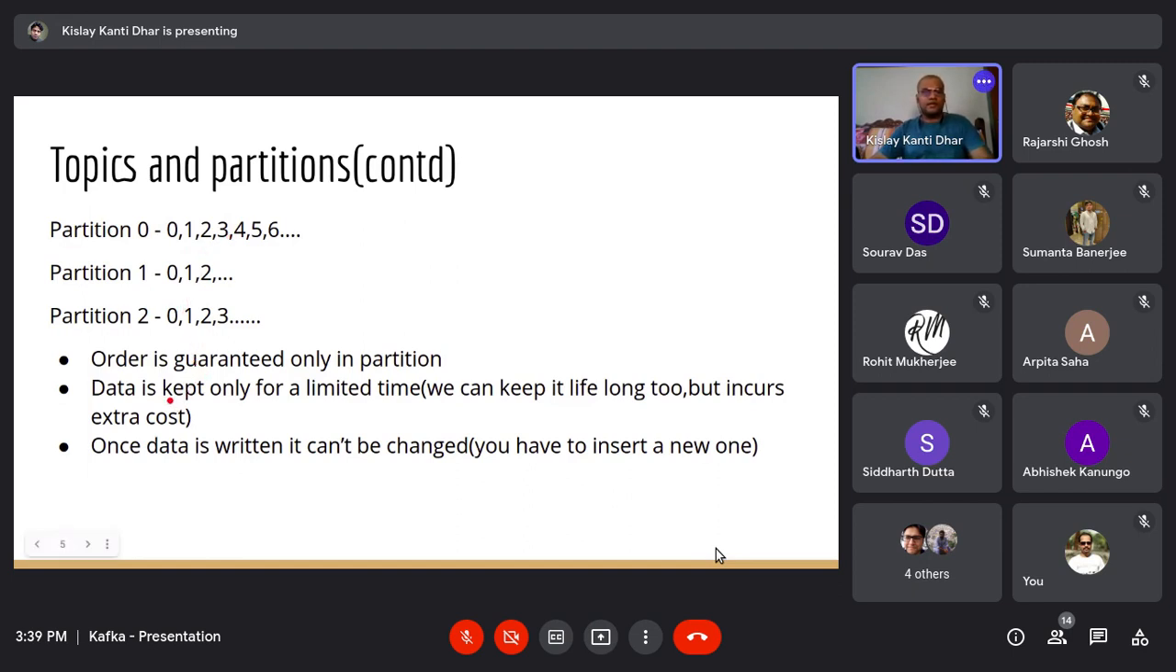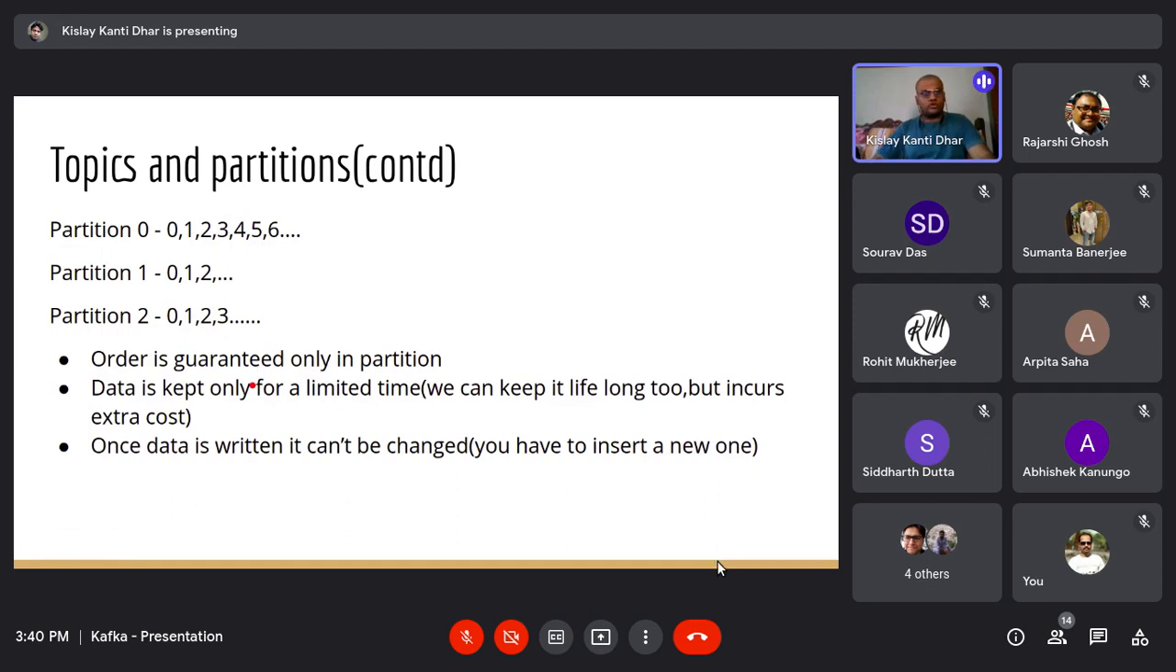And data is kept only for a limited amount of time. You can keep it for any amount of time you like, but it will incur cost, and we want to reduce it. Since it is for data processing, once the data is processed by the other side, there's no need to keep it, so you can remove it. Therefore, it is best practice to keep it for a limited amount of time. And one more thing, once you have written data into a topic, you cannot edit that. You can send a new one, but you cannot edit that.